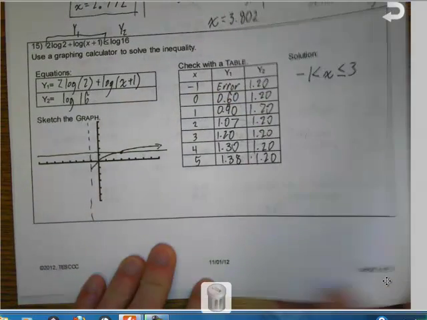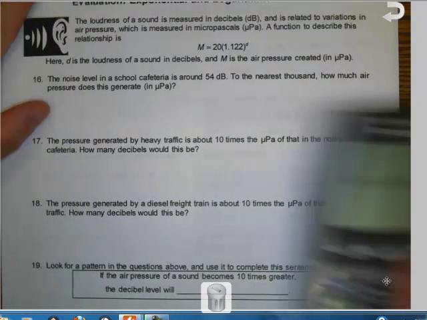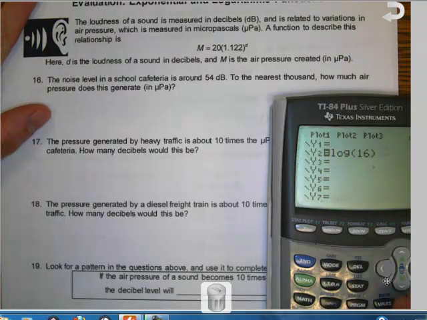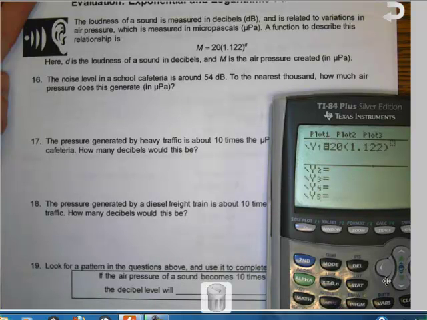Okay, let's take a look at the back. So they gave you the function. Now the first thing you ever want to do is, when they give you a function, you want to go on ahead and plug it into your calculator. So m is your y, you have 20 times 1.122 to the power of x.